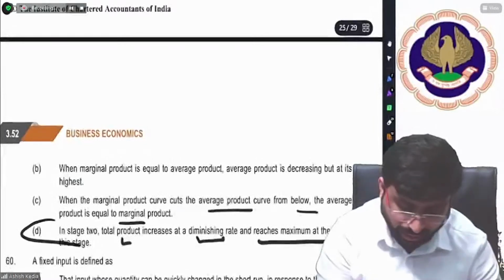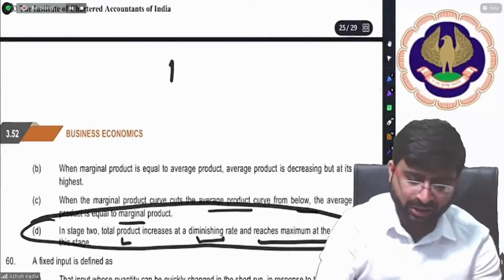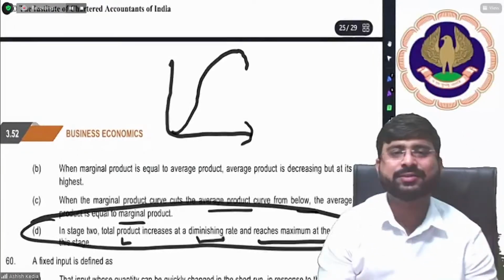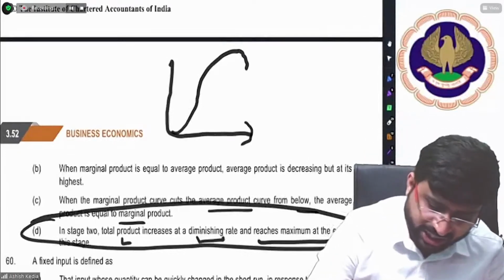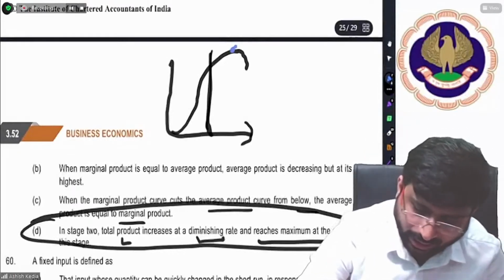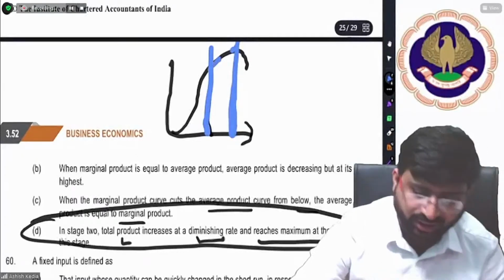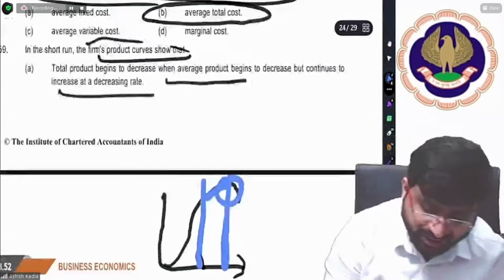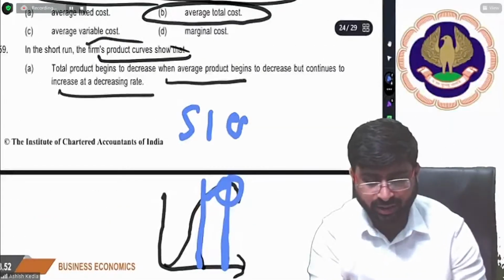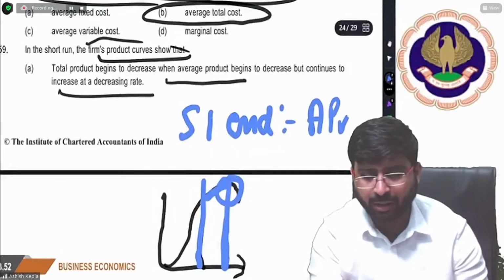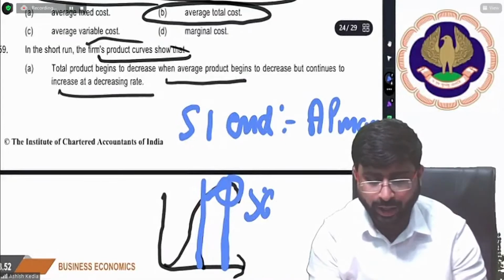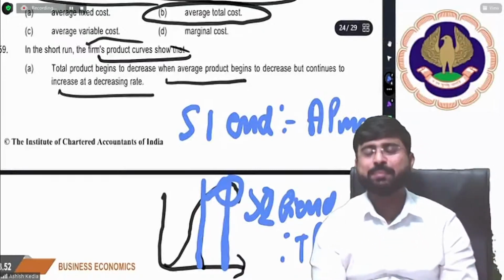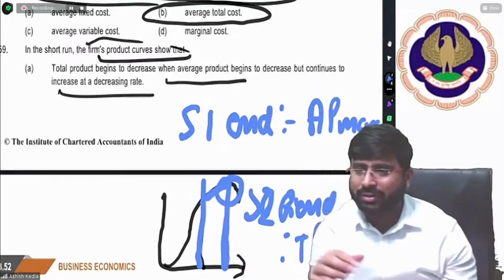So my dear friends, my answer would be D. Because if I draw the diagram for you, the total product goes like this, this, and this. Stage 1 is where? Here, where total product is increasing at a diminishing rate, and then it ends when TP becomes maximum. Remember, where does stage 1 end? Stage 1 ends where AP becomes maximum. Where does stage 2 end? Stage 2 ends where TP becomes maximum. So accordingly, we will apply our logic.